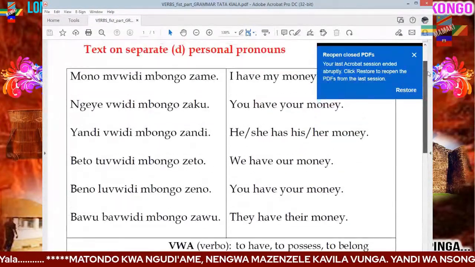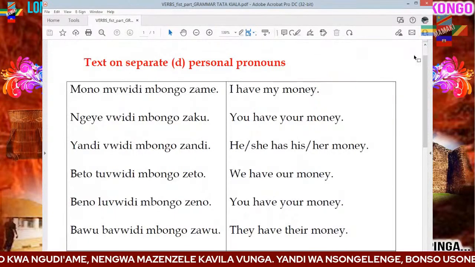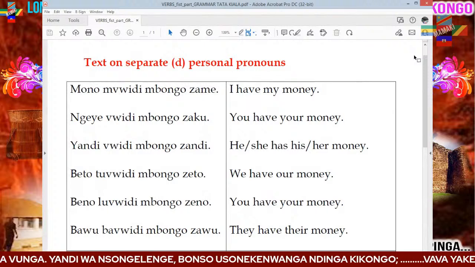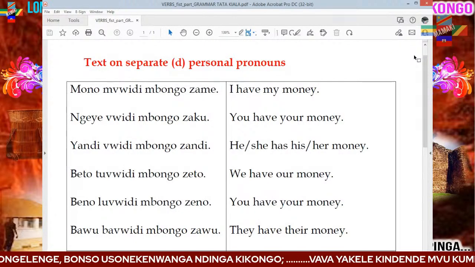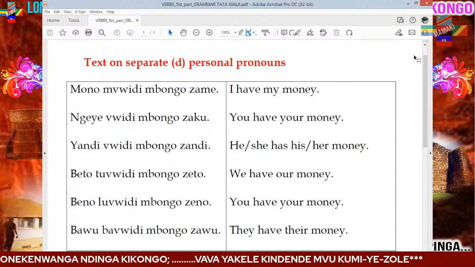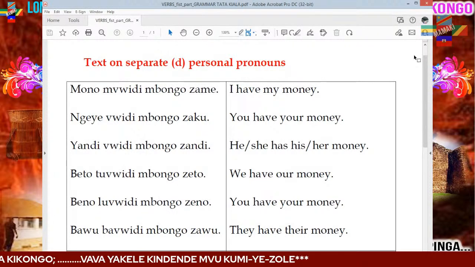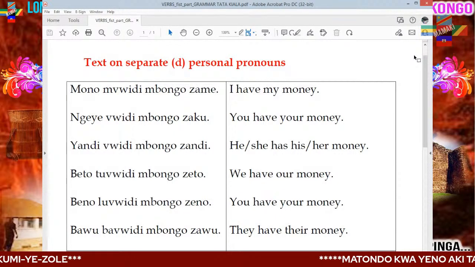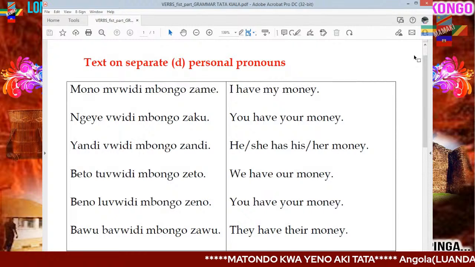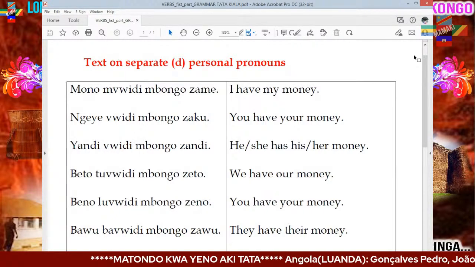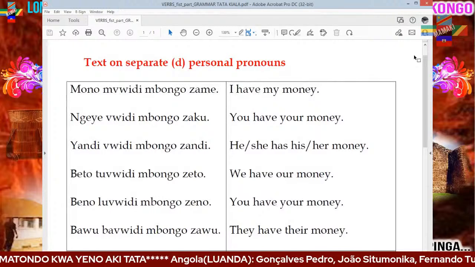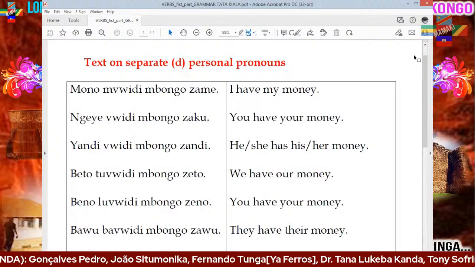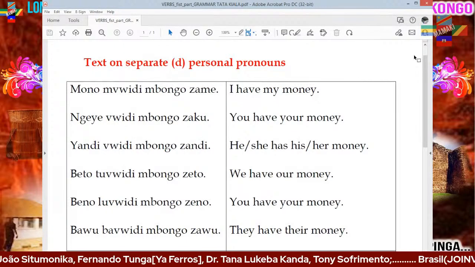Mono mvwidi mbongo zame. I have my money. Don't worry about the English bit. Ngeye vwidi mbongo zaku. Yandi vwidi mbongo zandi. Well done. Beto tuvwidi mbongo zeto. Beno luvwidi mbongo zenu. Bawu bavwidi mbongo zawu. Well done.